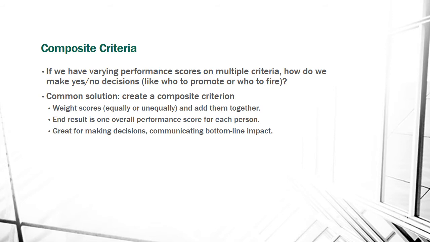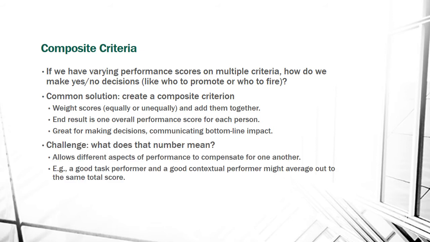A composite criterion is where we take all of our multiple criteria, we give them weights, we might weight them all equally, or we might assign higher weights to ones that we think are more important, and we add them all together into a single score for each person. When we have that composite criterion, it's much easier to make big picture decisions and say, yes, this person meets the standard, no, this person doesn't. The challenge, though, is then interpreting what that overall performance score means.